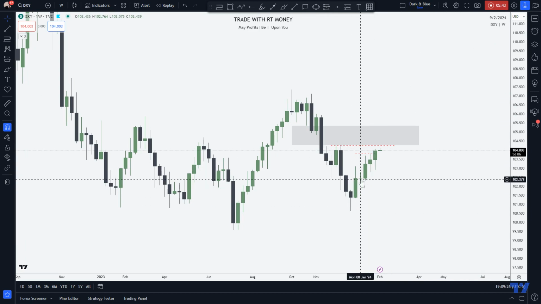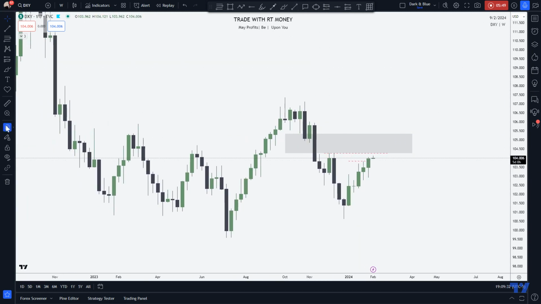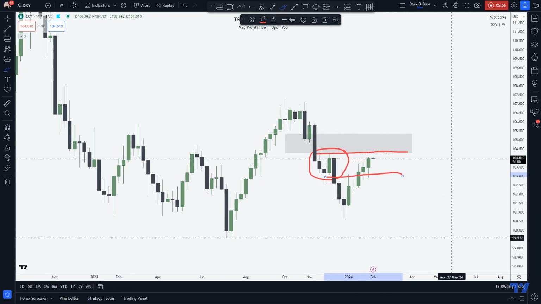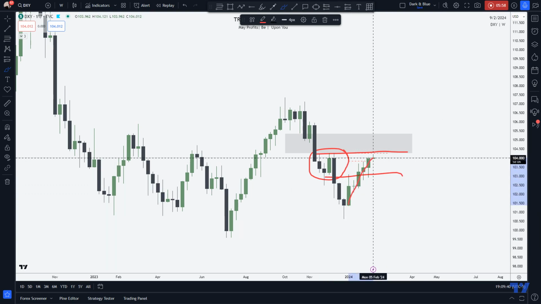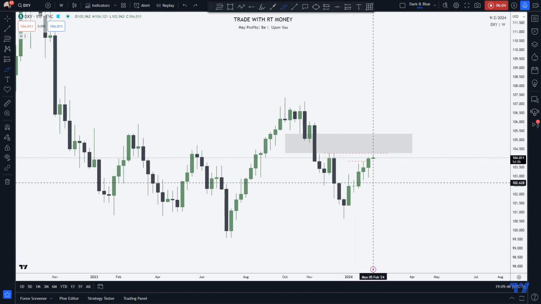You can see how price came up here, and you can also see that there was a bearish order block here, and price is trading through it. That is a disrespect of a PD array, and that's what I'm looking for.